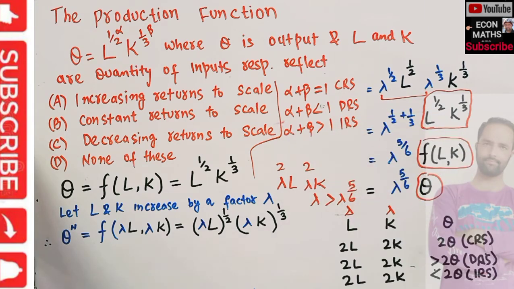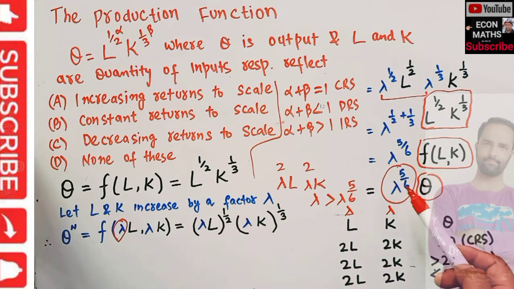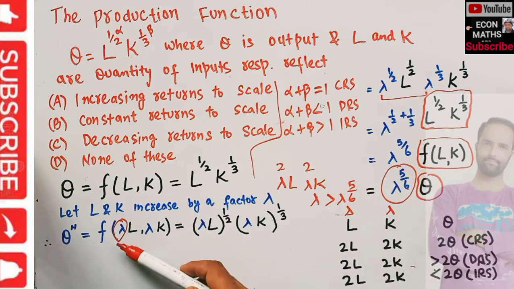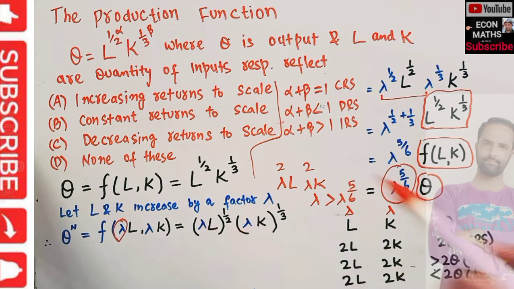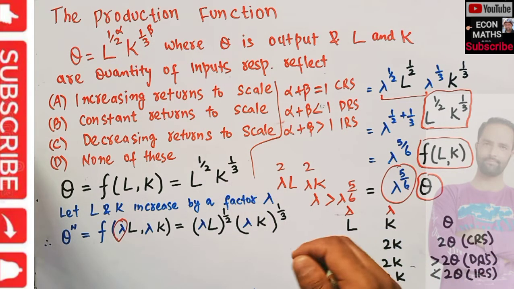So simply multiply each input by a factor lambda and compare this lambda with this lambda. If the lambda multiplied with the production function is less than the input lambda, then we can say that the given production function exhibits decreasing returns to scale. I hope I make myself clear.